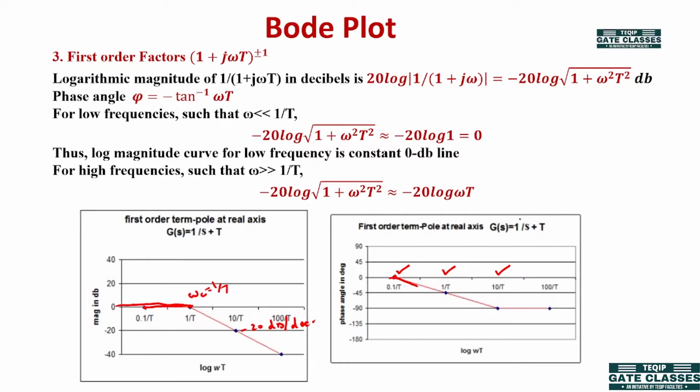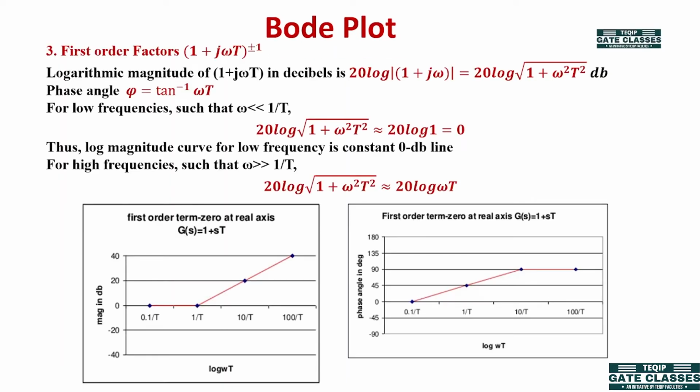so if we have a first order zero, what will happen? In the same way we calculate the magnitude. We have G(j omega)H(j omega) equal to 1 plus j omega t. The same way we calculate the magnitude in dB, so we get 20 log under root 1 plus omega square t square. Again we calculate the value of this magnitude at very low frequencies and very high frequencies.